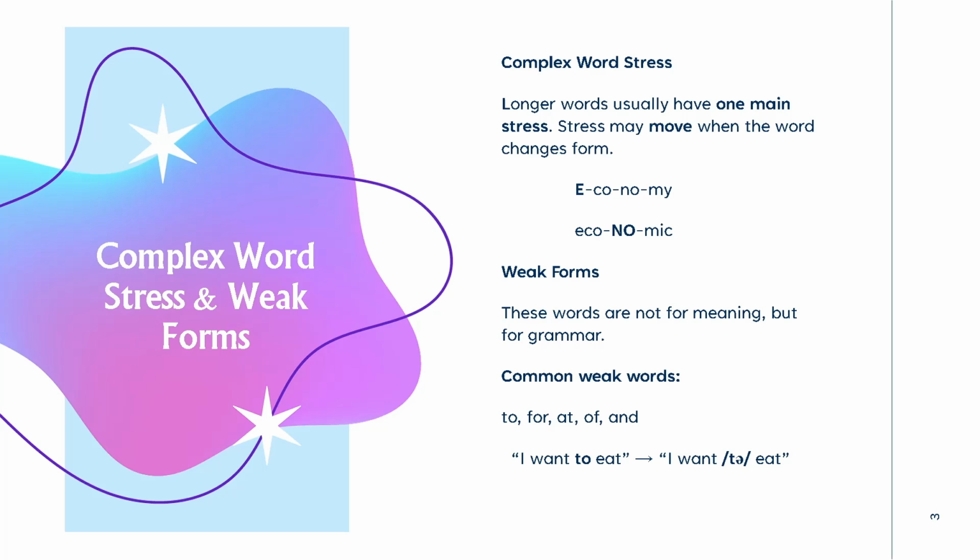Now let's look at weak forms. In sentences, grammatical words like to, of, and for are usually unstressed. Because they are unstressed, they often use the schwa sound. For example, want to becomes wanna. In natural speech, this helps English sound smoother and more natural.